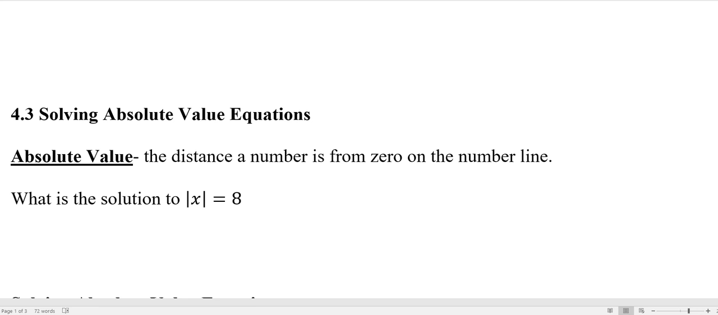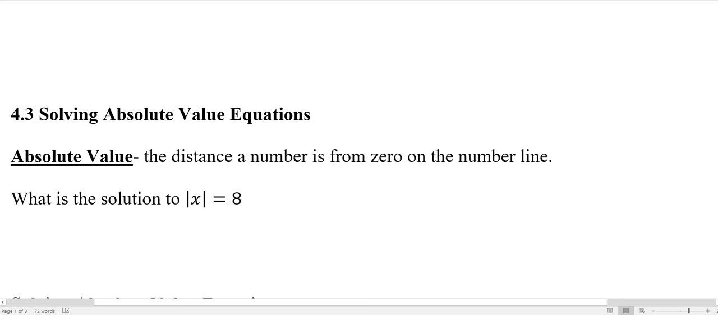If you recall from pre-algebra, the absolute value of a number is the distance a number is from 0 on the number line. So when we look at the absolute value of x is equal to 8, think about what x could be. What could x be?